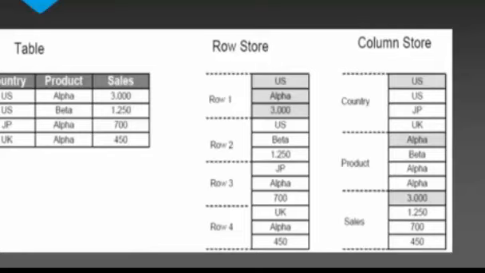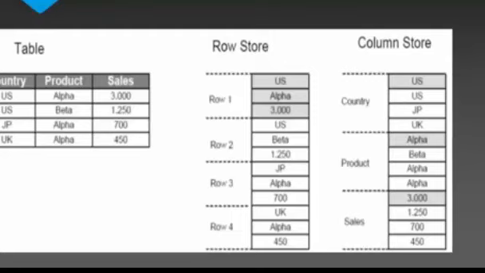In the row storage, it stores the table records in a sequence of rows. So the first row will be stored, then the next row will be stored, and then the next. So the whole row is stored in contiguous memory locations. So that's the way the row storage works.